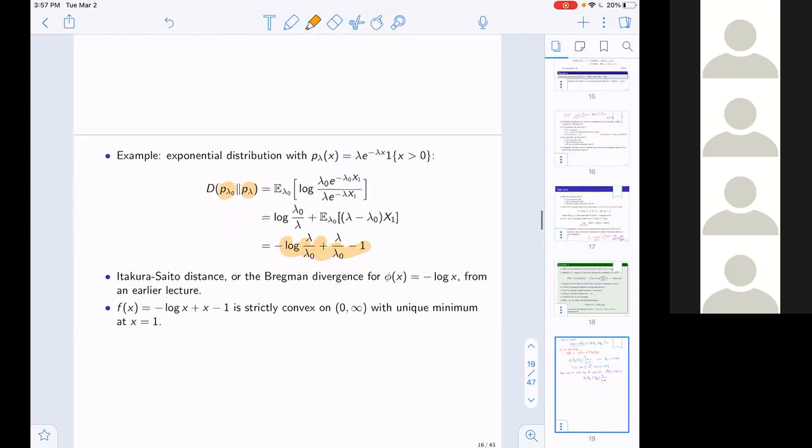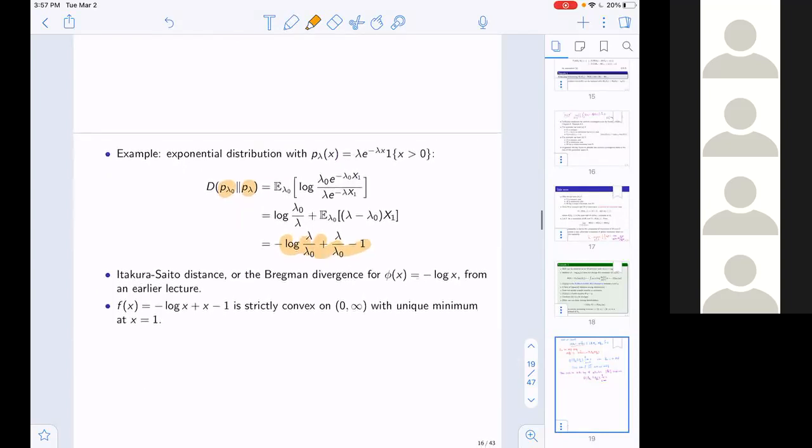This is the Itakura-Saito distance. If you recall, we used this as a loss function in one of the earlier examples to show that the optimality properties in decision theory are tied to the loss function. If you change the loss function, something that was admissible could become inadmissible and vice versa. And this was a Poisson rate example, estimation of the Poisson process rate.